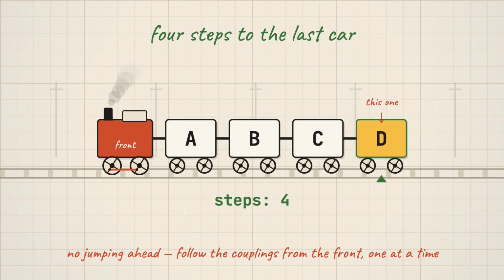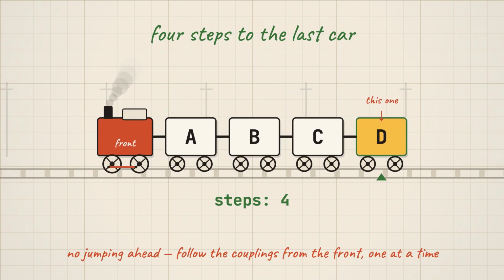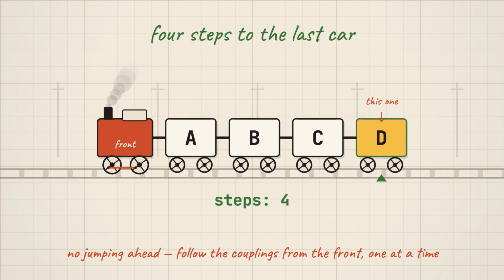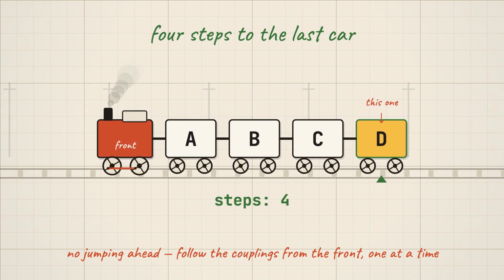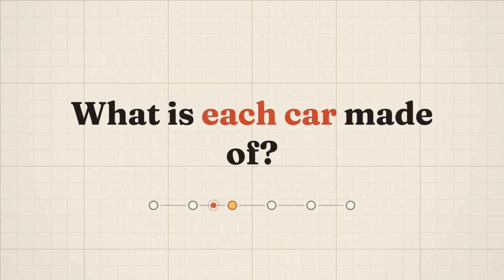That's the catch with a chain. There's no jumping ahead. And to reach anything, you follow the couplings from the front, one at a time. So a chain gives something up. You can't grab a piece in the middle instantly. Which raises the real question. What is each car actually made of? And how does a computer follow those couplings?